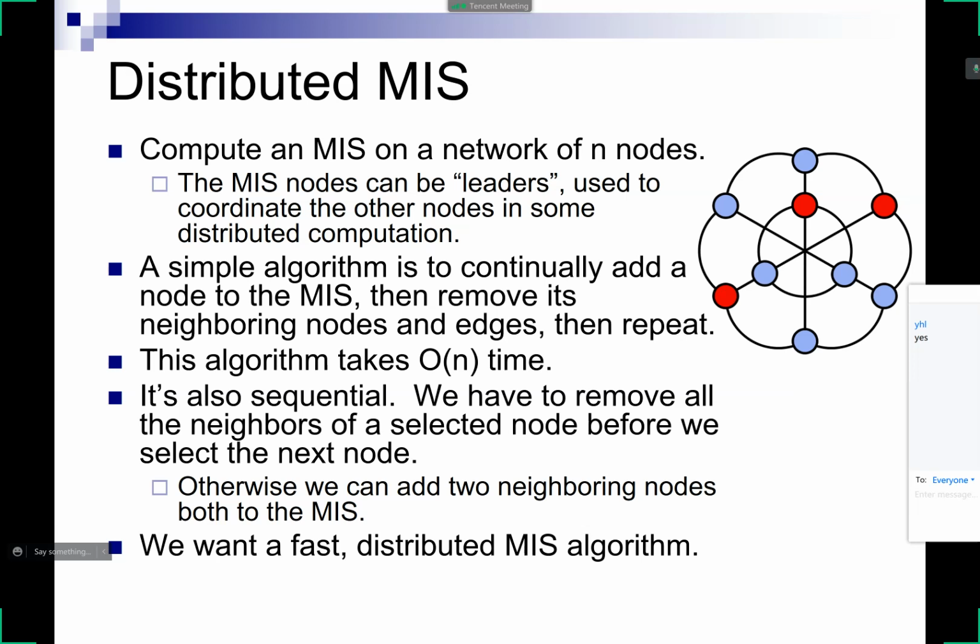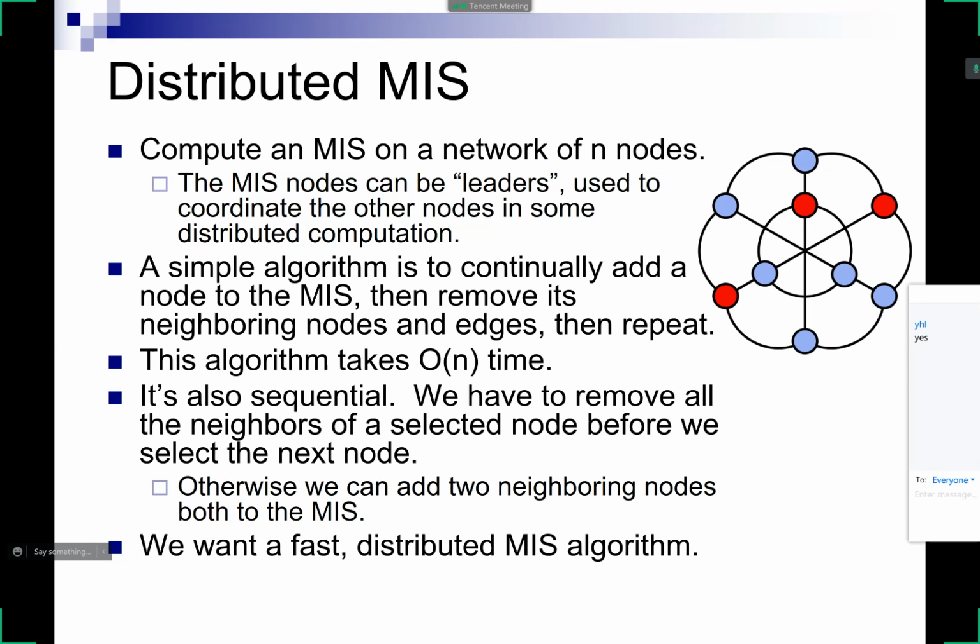Right? And remember, the problem is that we're given this graph, and then we want to find a subset of the nodes where all of these nodes are not connected to each other. So for example, these three red nodes over here are not connected to each other. And then we want to make this set be as large as possible.